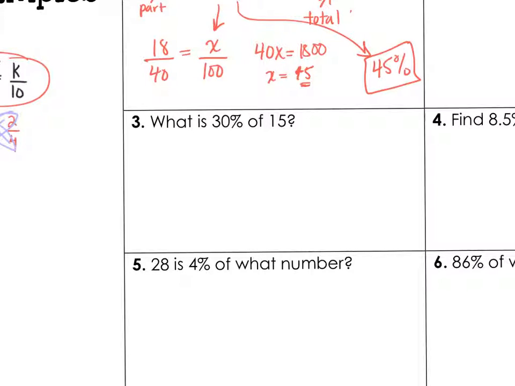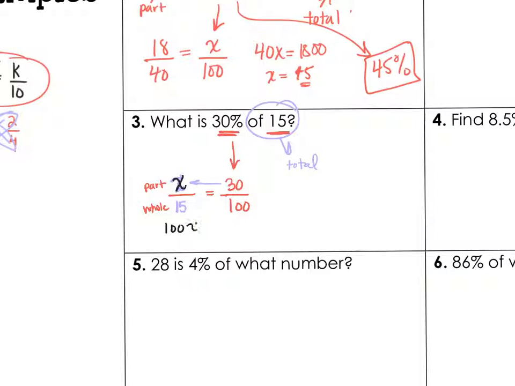In this next example, it says, what is 30% of 15? So I know my percentage is 30%, so that's 30 out of 100, and that's equal to what part over what whole? 15 must be my total because I'm looking for what 30% is. So I'm looking for that part that represents 30%, with my total being 15. So x out of 15 is the same as 30 out of 100.